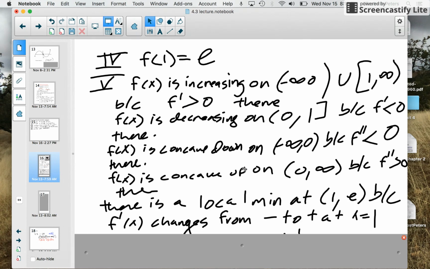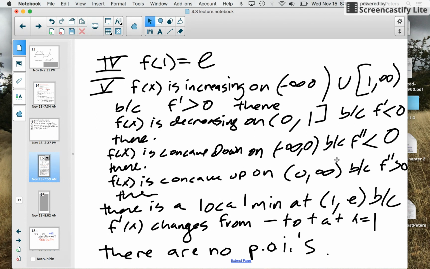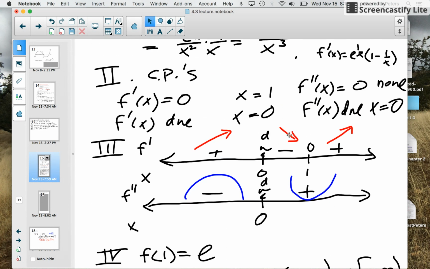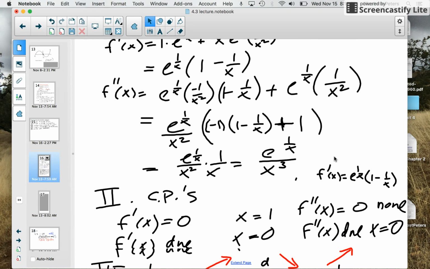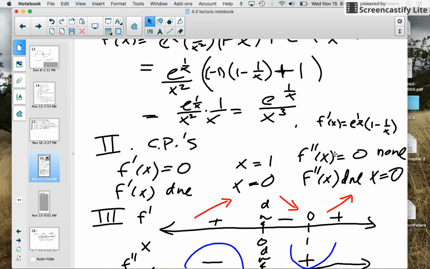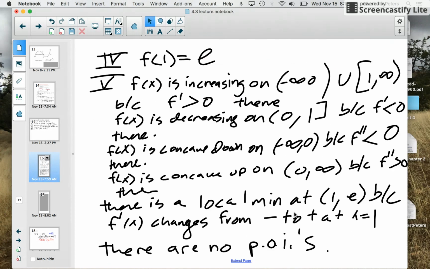And we know that there is a local minimum at 1, e because the first derivative changes sign. It changes from negative to positive at x equals 1. So that's right here. At x equals 1, it changes from negative to positive, so we know we've got a local minimum right there. And there are no points of inflection.